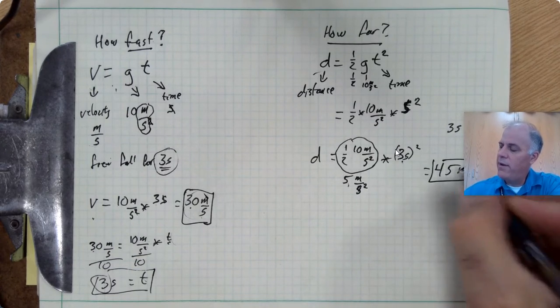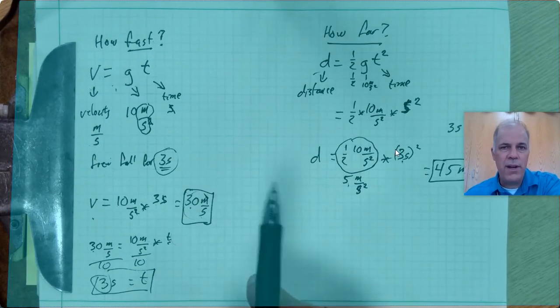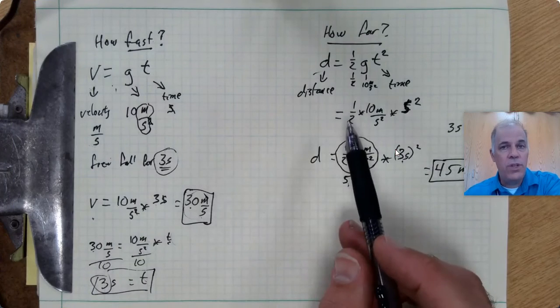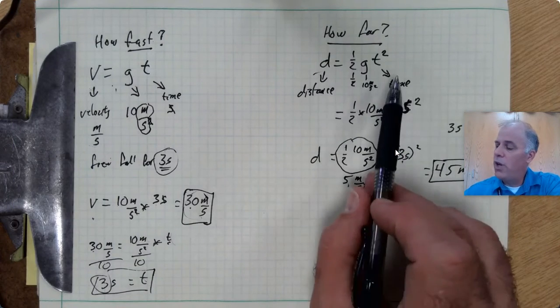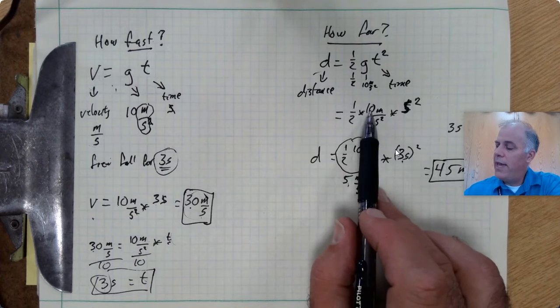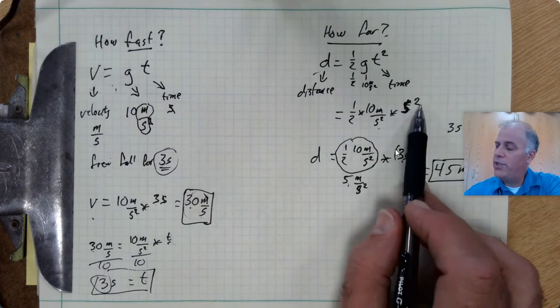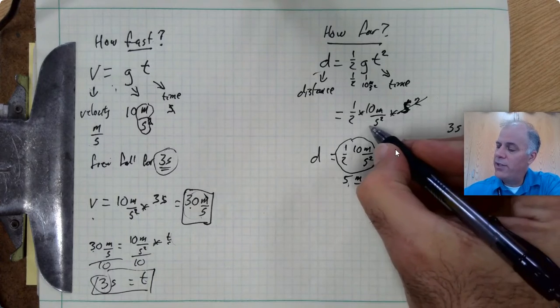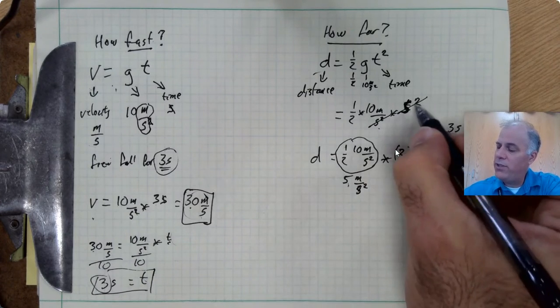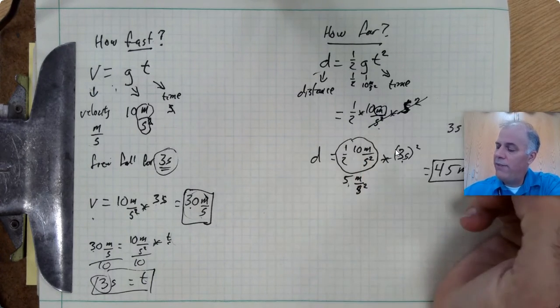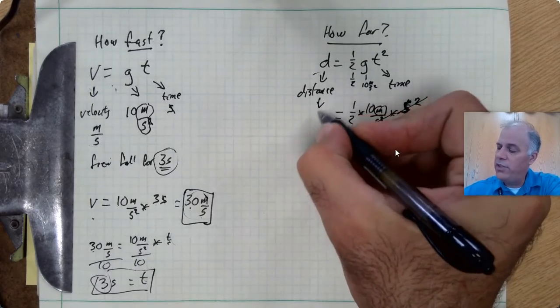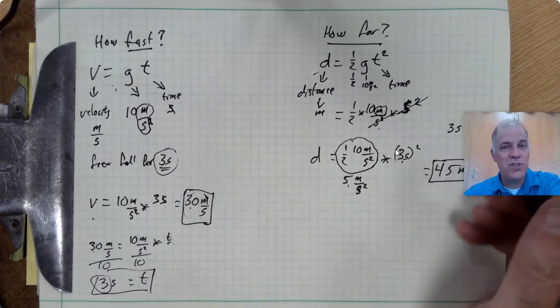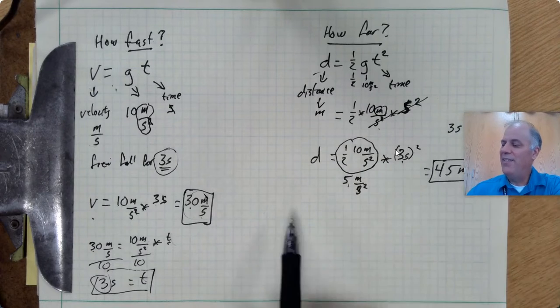And that's our answer. Now, I do want to show you in a moment how the units come out in this. We had 10 meters per second squared times seconds squared. So we have seconds squared in the numerator, seconds squared in the denominator. They cancel each other out, and you're left with meters. So that means that the distance is in meters, which is reassuring because distance is always in meters. And that's how we do it.